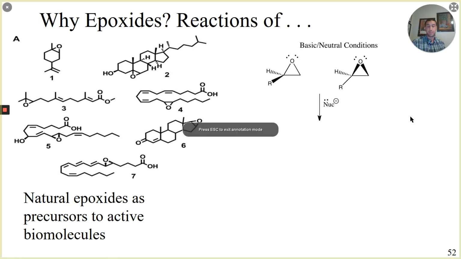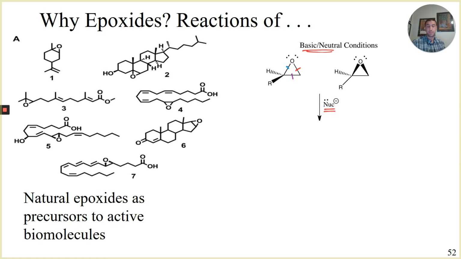Okay? So if I looked at basic conditions, basic or neutral conditions, I'm looking at a negatively charged nucleophile. Right? And actually, let's rewind just a little bit. What do I need to force the ring to open? Okay, the easiest one for me personally to look at is the left one, so we're going to start with that. I need that ring to open. There are 3 potential bonds that could break. Of those 3, which is the easiest to break?